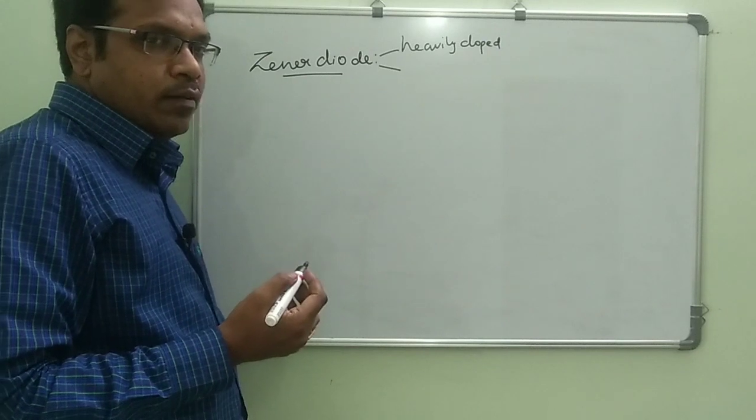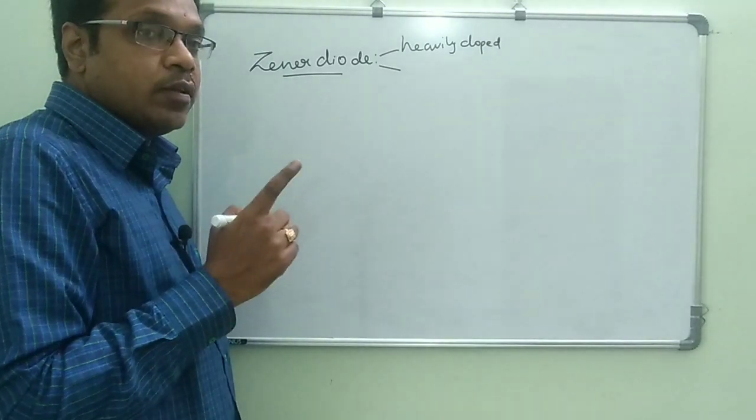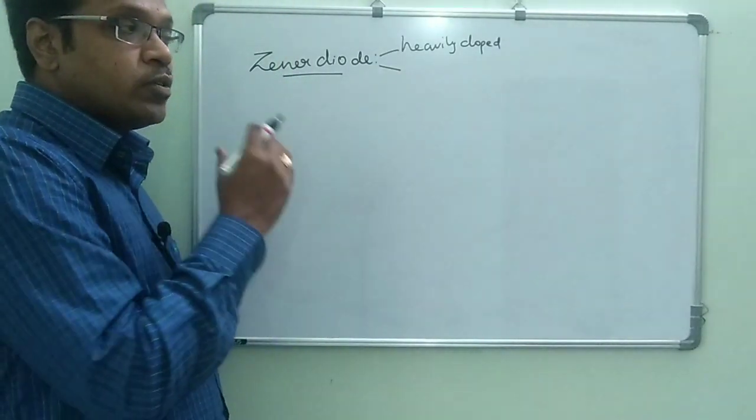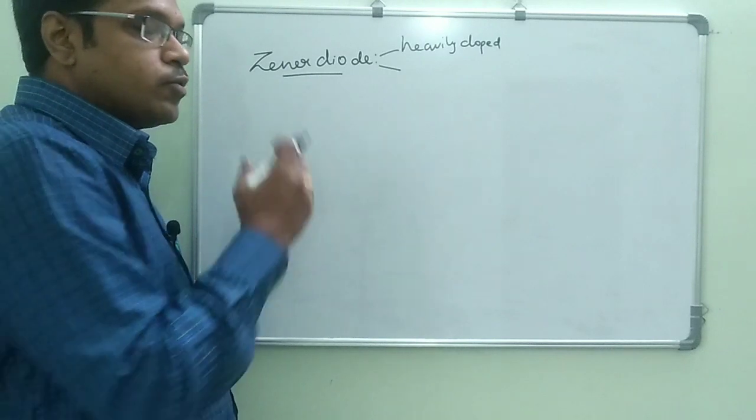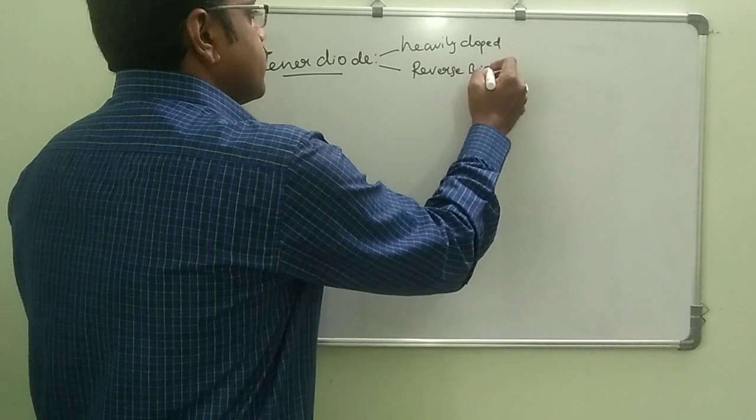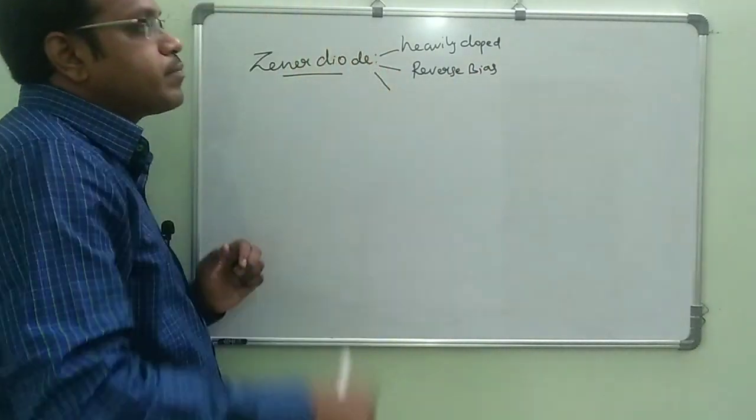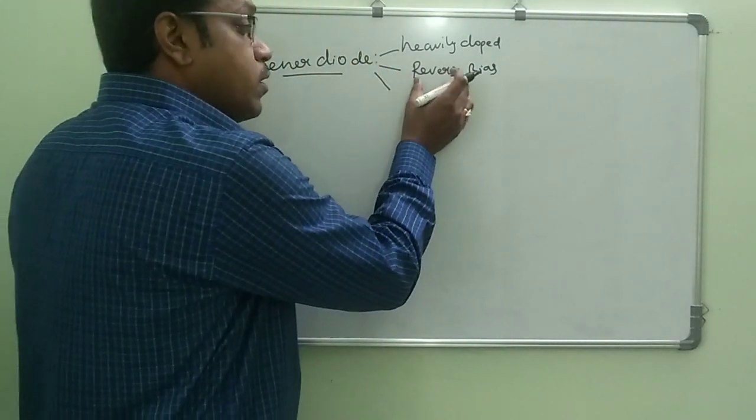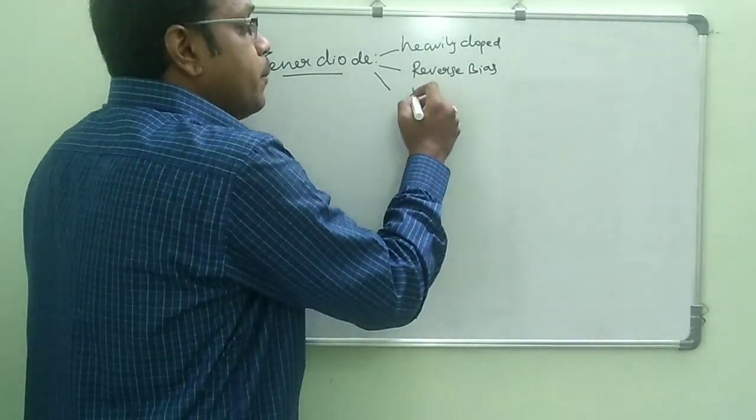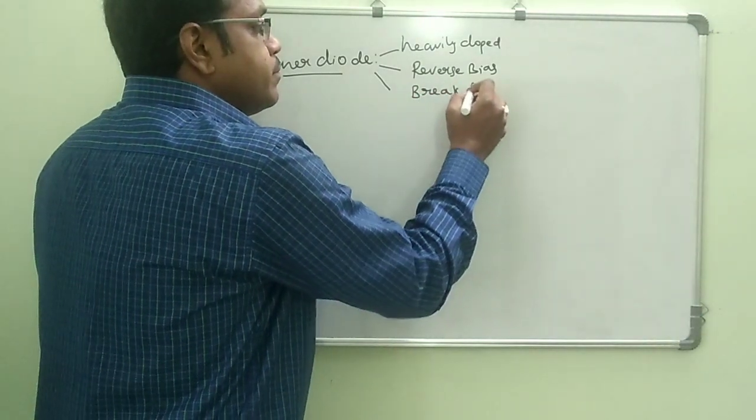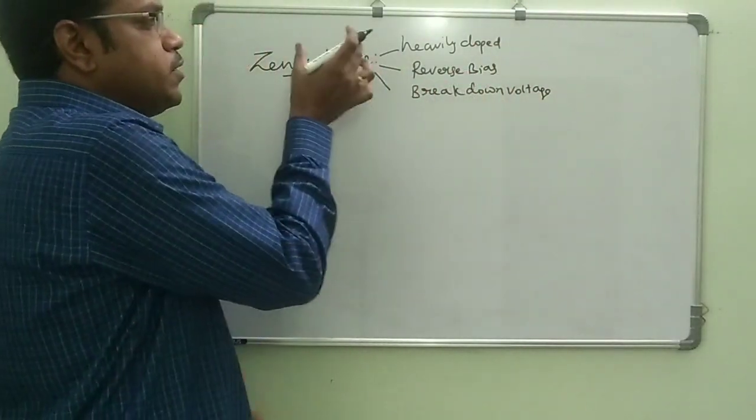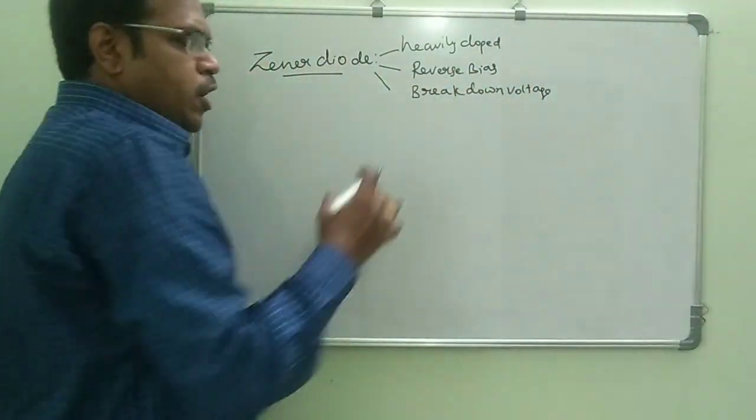And not only heavily doped: the PN junction diode we use in both forward bias and reverse bias, but this diode is a special purpose diode, so we need to use it in reverse bias. In reverse bias it has a special property called breakdown voltage. That means in reverse bias, the Zener diode will come into the breakdown voltage condition.